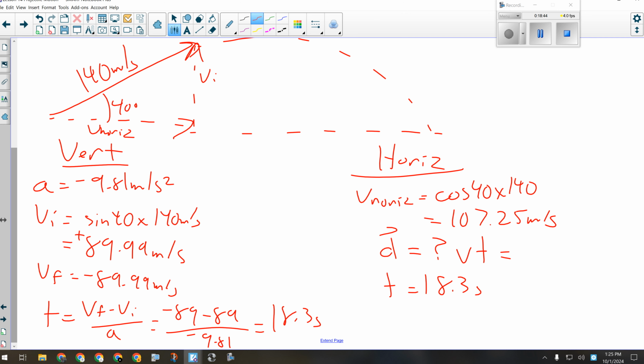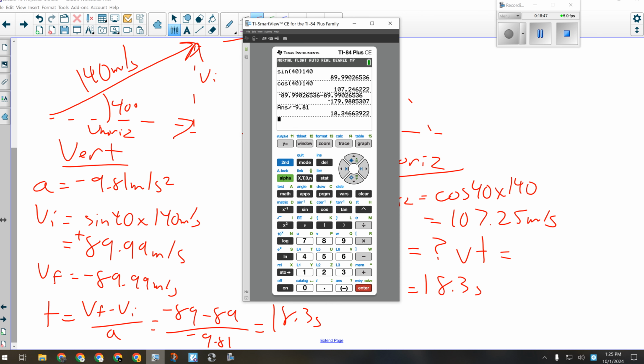So I take my 107 and multiply it by the time. Oh, sorry, I put the negatives. That should be positive, guys. I messed up where I put the negative there. I'm just going to take that negative out because I messed up there.